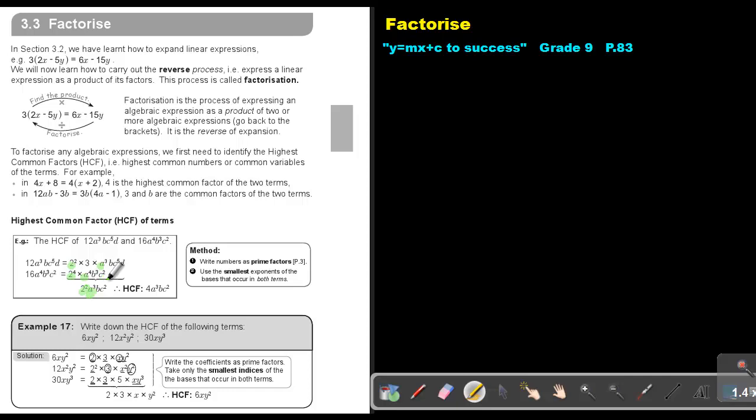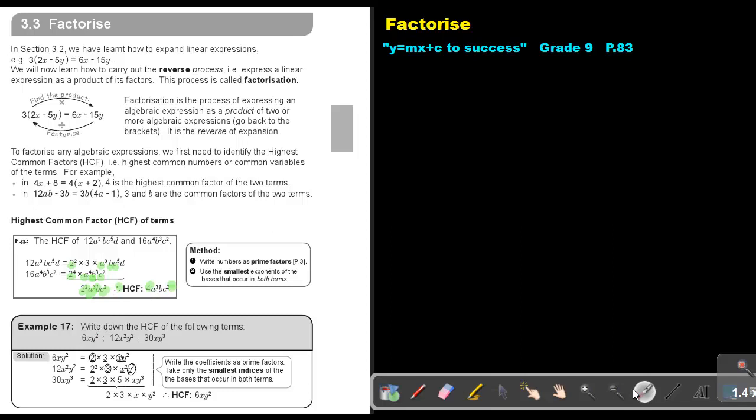And then b, I cannot take it. It's not in both. Then c, yes, it's in both. So I can take it. And what is the smallest exponent? It's going to be c to the power of 2. It seems to me b is in both. Can you see? There's b. And the smallest exponent is 1. d is not in both, and I'm not taking it. So the highest common factor will be 4, a to the power of 3, b, c to the power of 2.